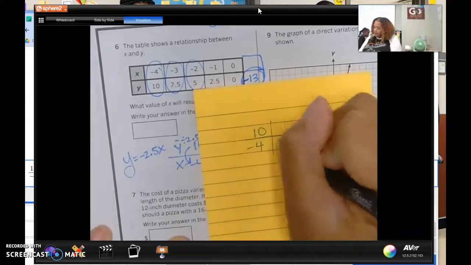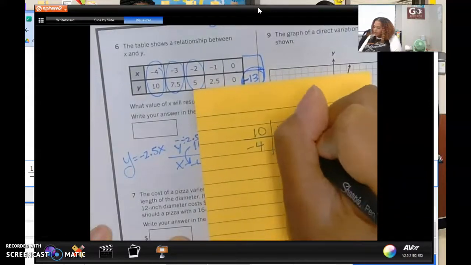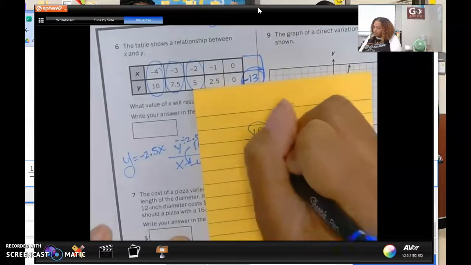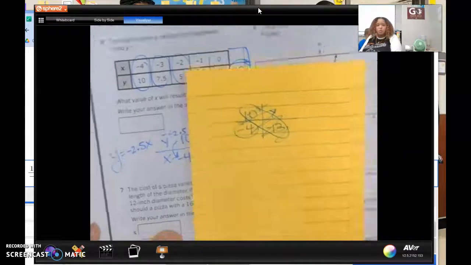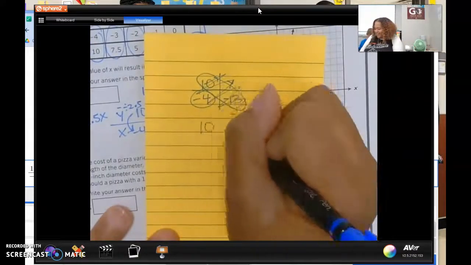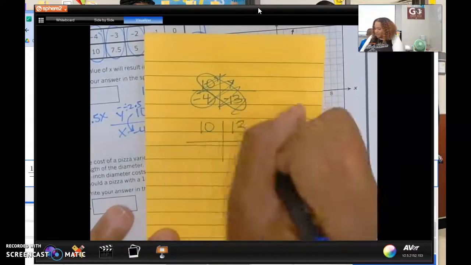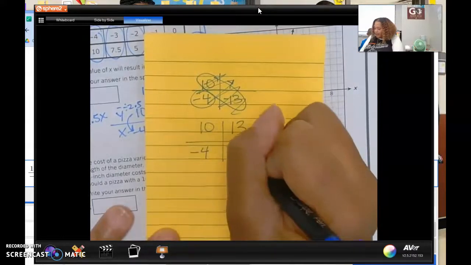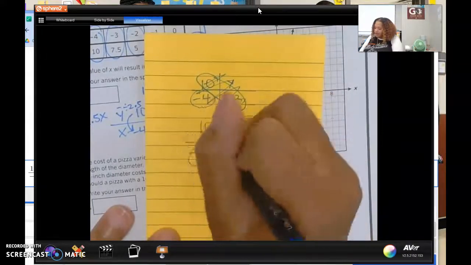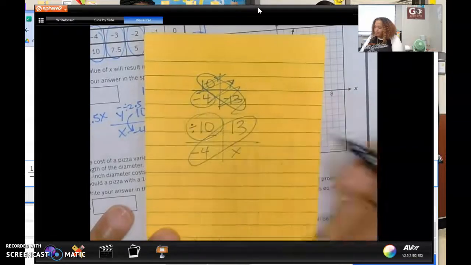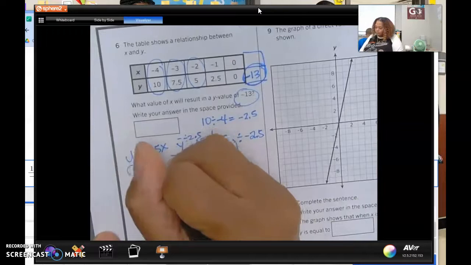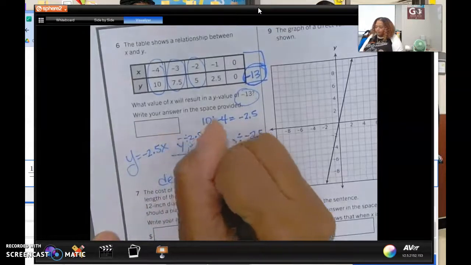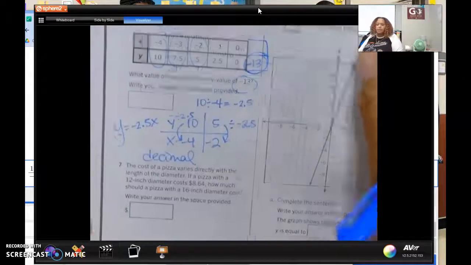10, negative 4, negative 13, and y. Cross multiply, then divide. Oh, it should be the other way around. Whoops. Don't do that. 10 and 13 divided by negative 4 and x. Cross multiply, then divide. You should get a decimal there, and it's going to be negative. All right.